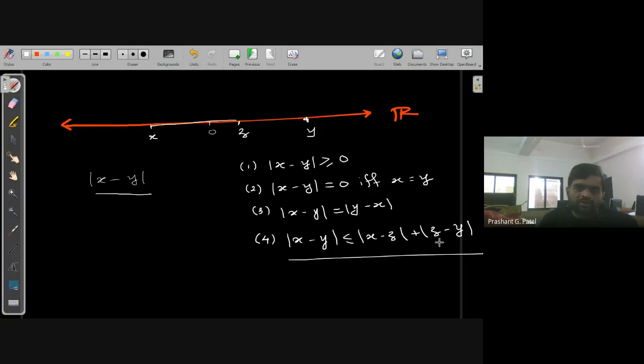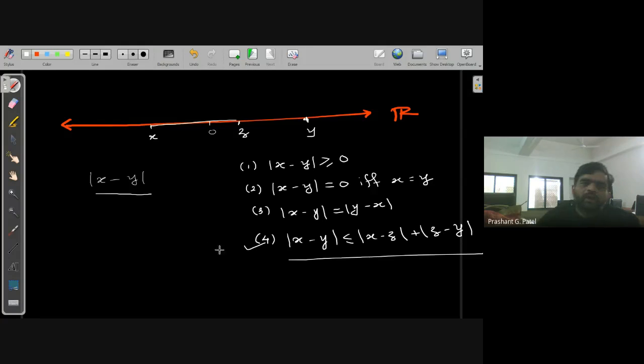This triangle inequality you have probably also learned in the course of complex analysis in the previous semester. So we can say that the distance between x and y is less than or equal to the distance between x and z plus z and y. This is the triangle inequality that we have. This is the case in R.